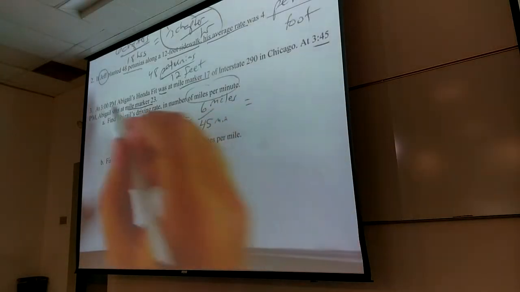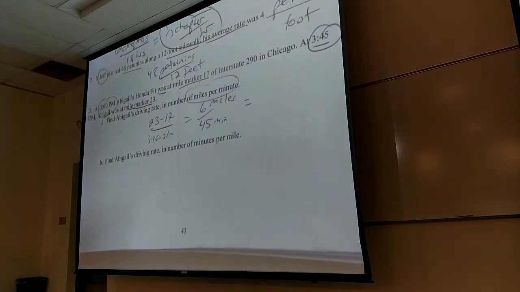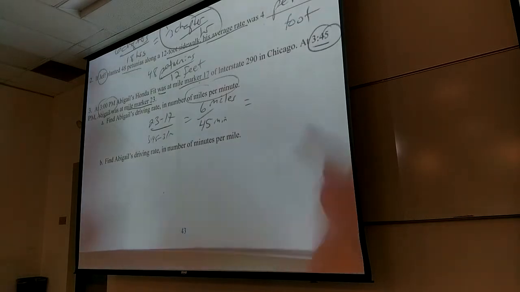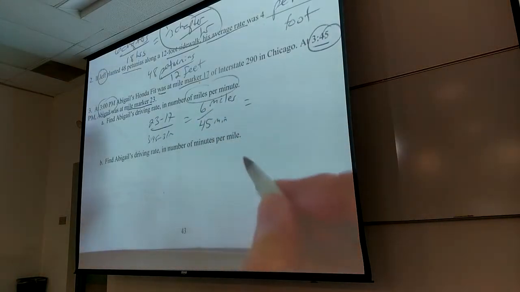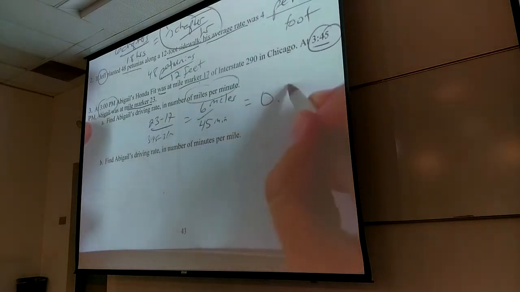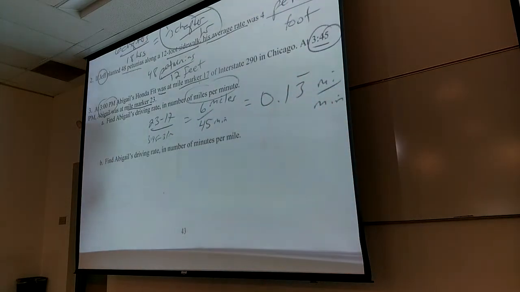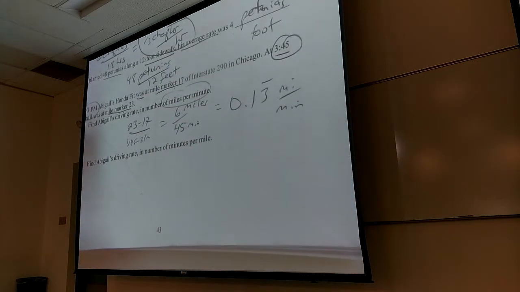Oh, at 3 o'clock she was here. At 3:45. Okay, yeah, so 45 minutes later. I like it. So what's 6 divided by 45? 0.13. 0.13 forever? Yeah. Okay. Miles per minute. All right, that sounds like getting around San Diego sometimes. 6 miles in 45 minutes.